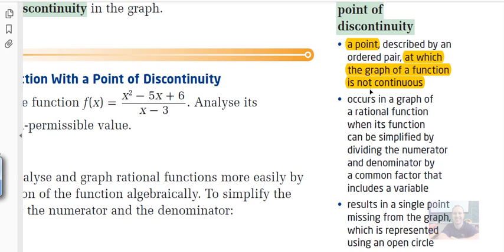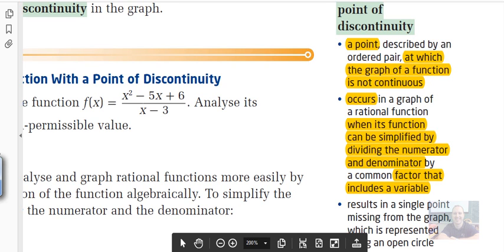Okay, and it occurs in a rational function when the function can be simplified by dividing the numerator and denominator by a common factor that includes a variable. So that is the detailed way of explaining what I just said. You can divide out common factors where that variable is divided out. So it occurs when the function can be simplified by dividing the numerator and denominator by a factor that includes a variable.